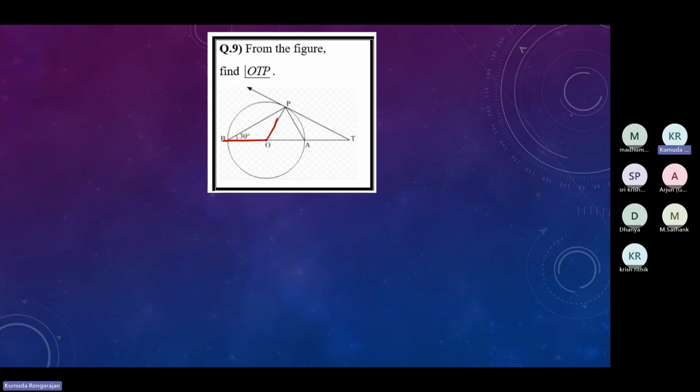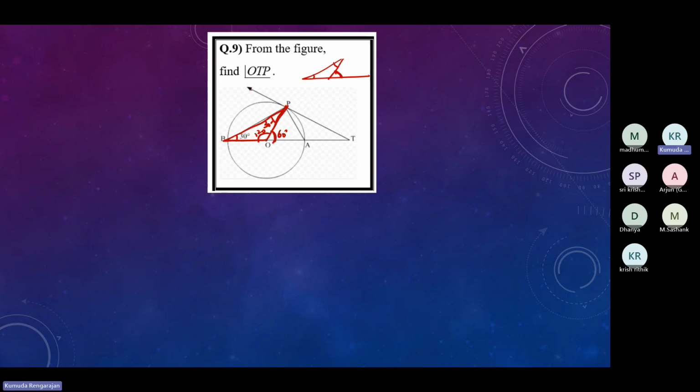Radius, isosceles triangle. 30, 30, isosceles triangle property. So this is 120. Linear pair 60. Or directly you can write 60, exterior angle property. Exterior angle is equal to the sum of the two interior opposite angles. Okay, 60. Now this is the radius.